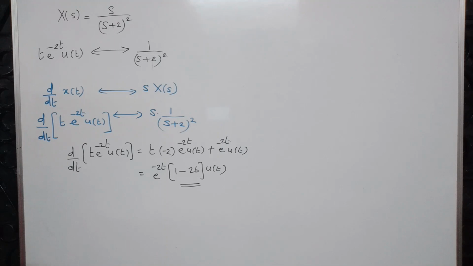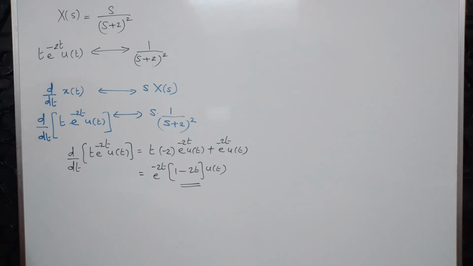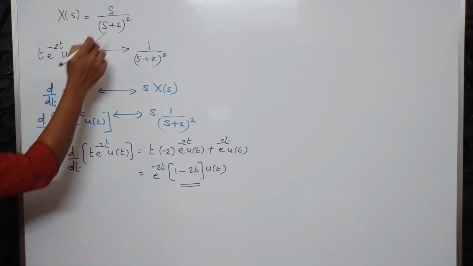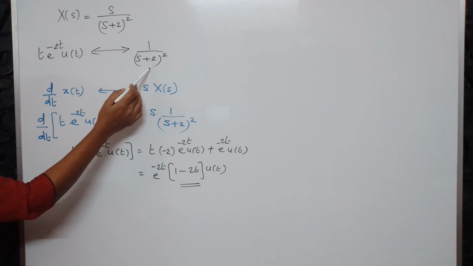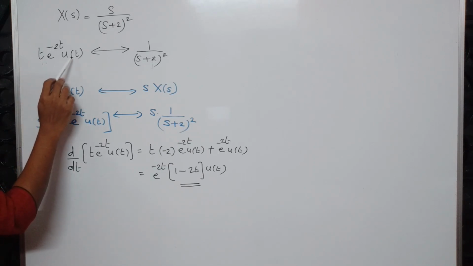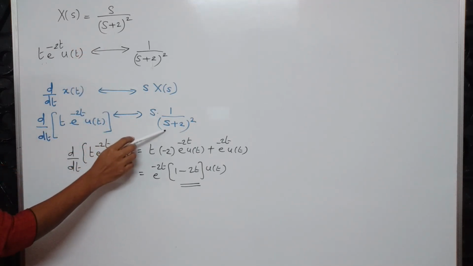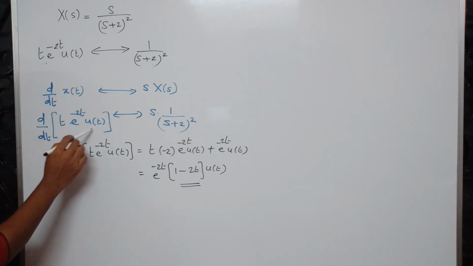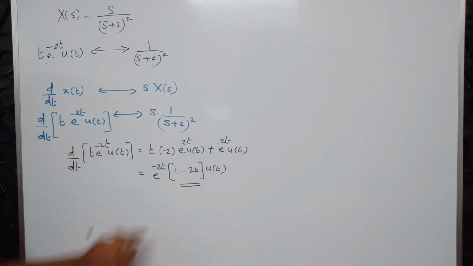I'll explain once more what I have done. Whenever we see an s in the numerator, it falls under this property, s into X of s. So take the function other than this s. It is 1 by s plus 2 the whole square. That is a standard result, and we can directly write its inverse, which is t into e raised to minus 2t u of t. Now in order to get s by s plus 2 the whole square, it should be d by dt of this result, d by dt of t into e raised to minus 2t u of t. So you perform this differentiation, and you will get the answer.